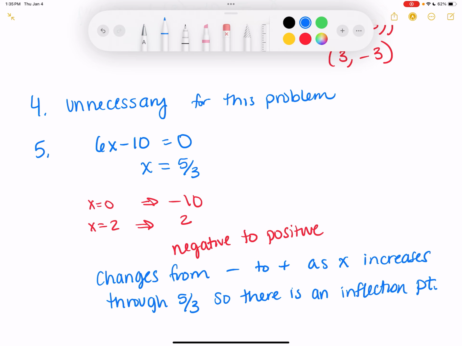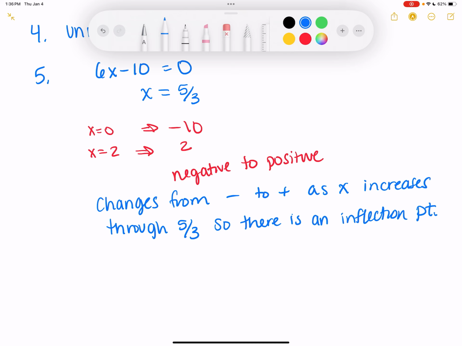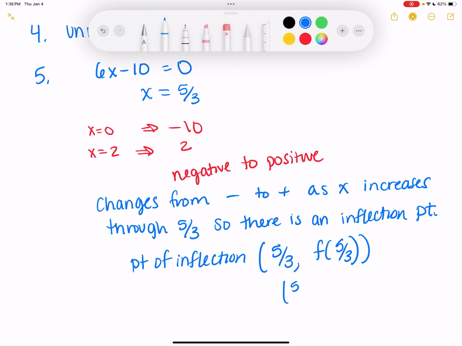And to find that, we would evaluate the original equation at this point that we found. So the point of inflection would be at 5/3 and f of 5/3, which happens to be 5/3 and 47 over 27. So based on all the information we have, we could graph this now.